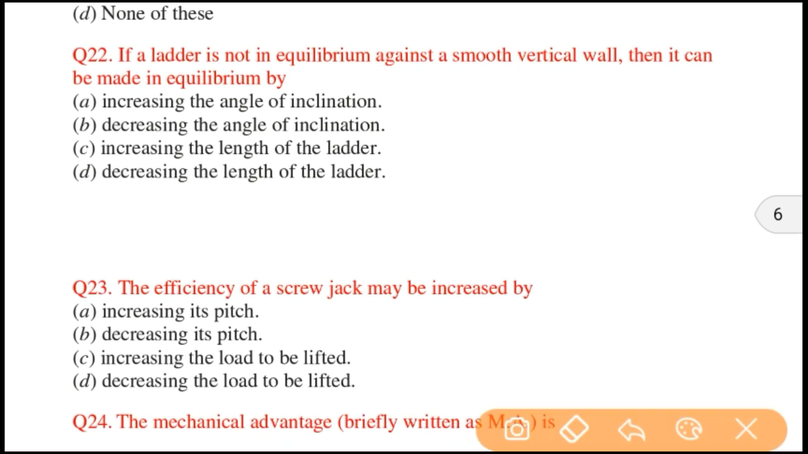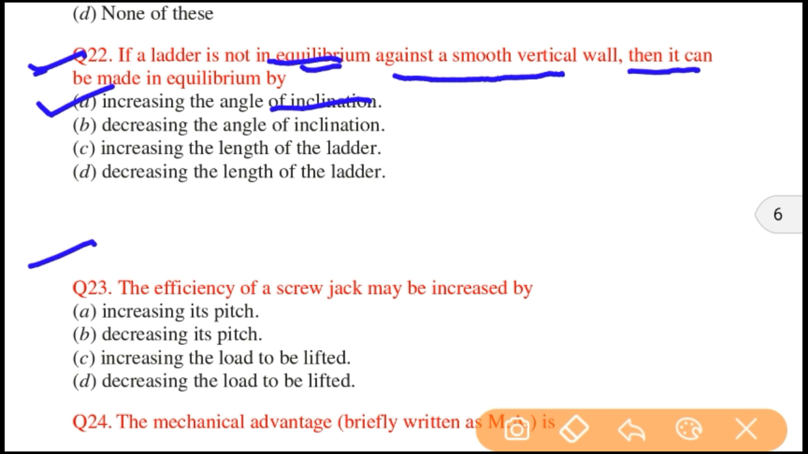In the next question, question number 22: if a ladder is not in equilibrium against a smooth vertical wall, then it can be made in equilibrium by increasing the angle of inclination. So option A will be the correct answer. In the next question, the efficiency of a screw jack may be increased by increasing its pitch. Option A will be the correct answer.